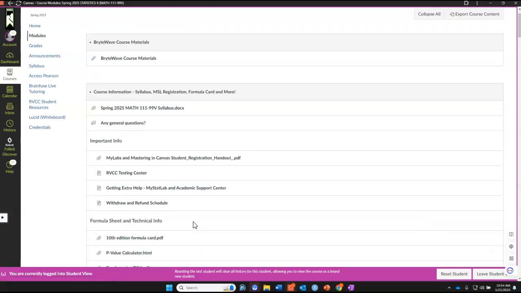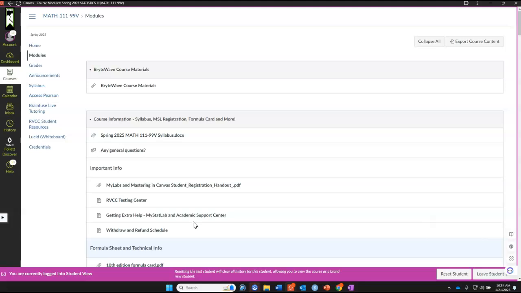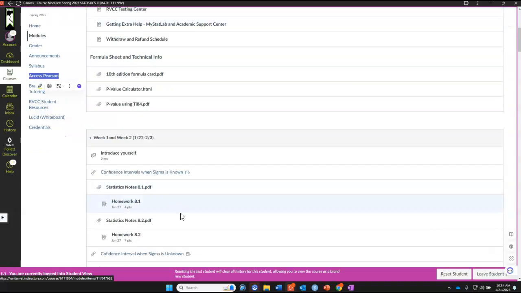So let's go back up and talk about this math lab for a minute. My stat lab, also known as my math lab, for those who've taken courses here before, is now referred to as Access Pearson. So to get started, you will have to follow the directions on this handout. Everything is synced. So what do I mean by that?